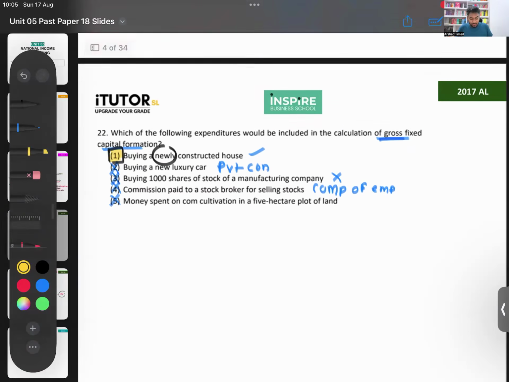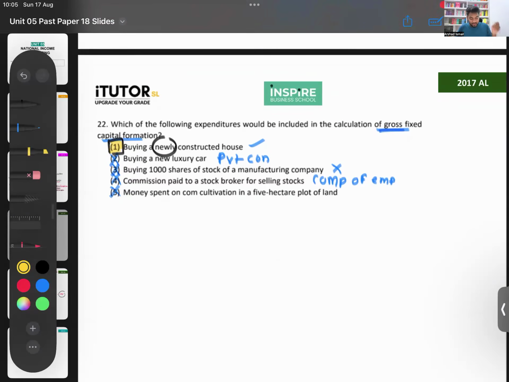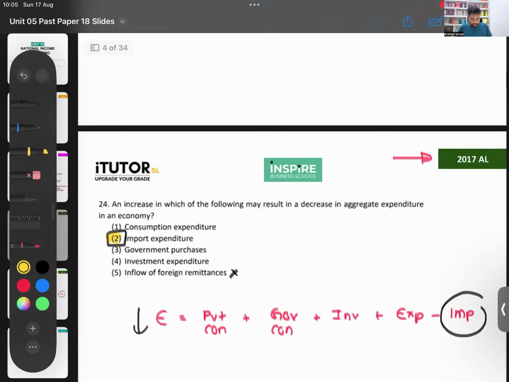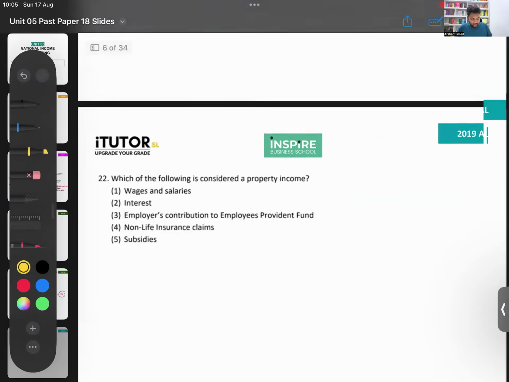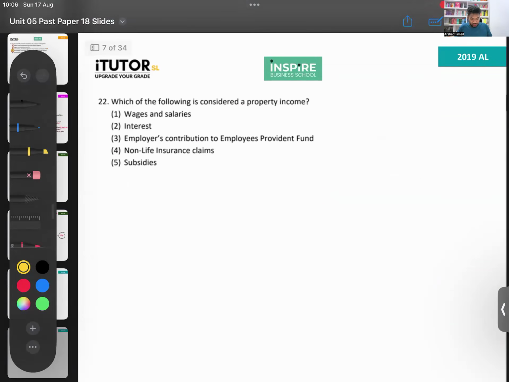In this also I told you, even though households are the ones who spend on making a house, you don't put it under private consumption, you put it under gross fixed capital formation. So 2019 is number 5. That's what the standard says. Even though households spend, you put it under this. Then 2019-22. Which of the following is considered as property income?